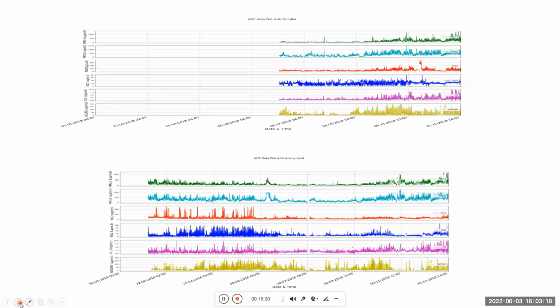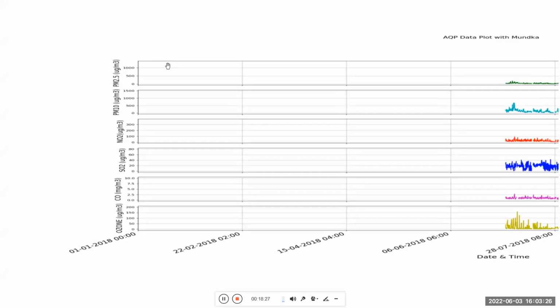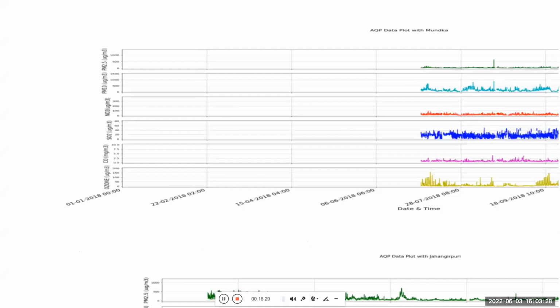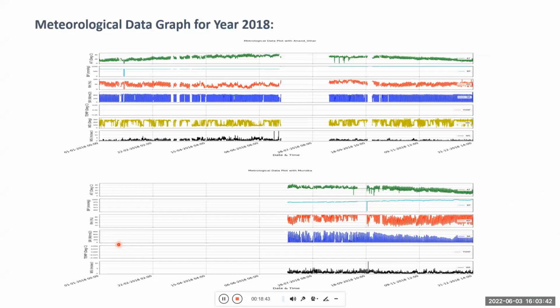And there are plenty of stations where, if I zoom it again for you, it's a Mundka, you can say there is no data. So the primary food for your algorithm is data. And if you don't have standard data, you will land in a model which is not working for you. It will learn something and predict something else. So that was a challenge.